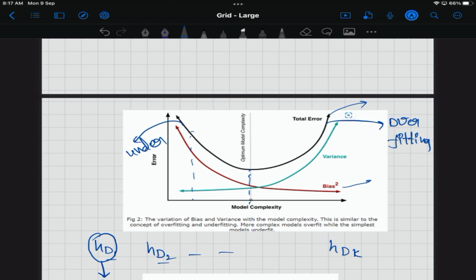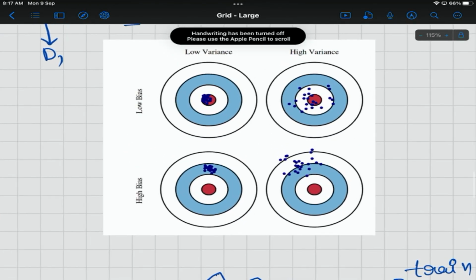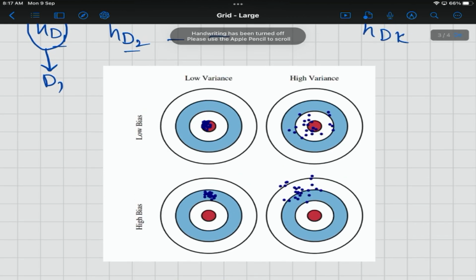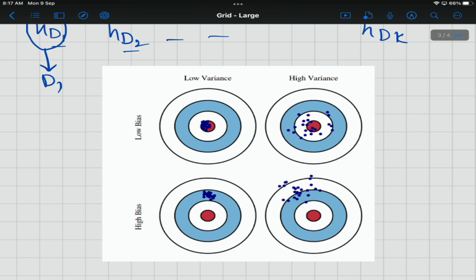Okay, so now coming to this figure, see, this red color circle is your ground truth, and the blue color ones are predicted by each individual model, HD1, HD2 and so on. Before, in our bias variance trade-off itself, I have told you that we are training multiple models with different subsets. So these are the predictions by multiple models.